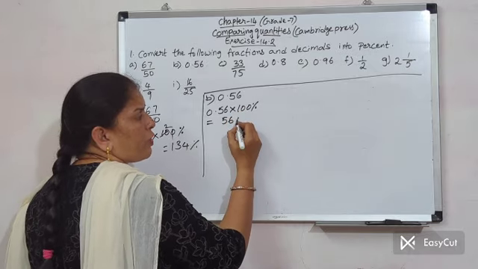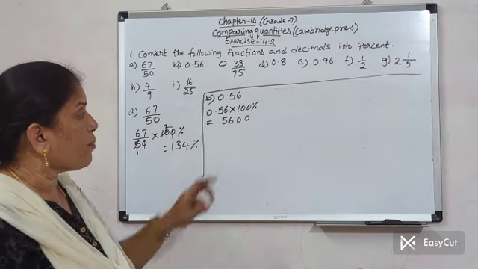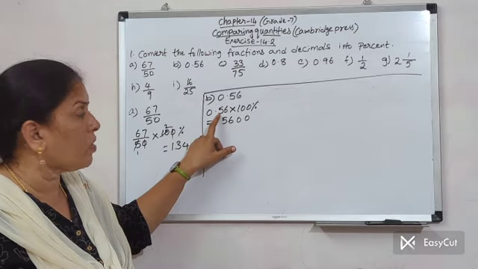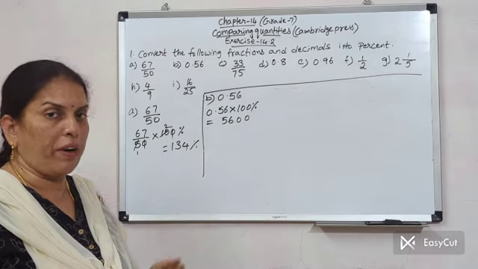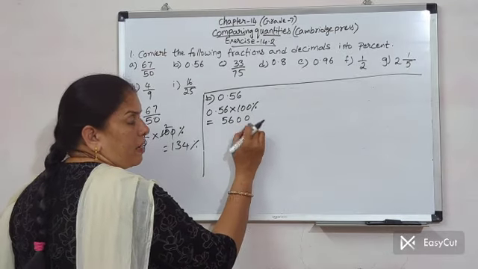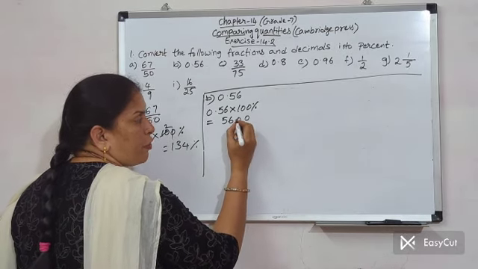How many zeros are there? 2 zeros are there. See here, after the point how many digits are there? 1, 2. That means from the 1's place, there are 2 digits before the point. From here, 1, 2. 2 digits before the point.